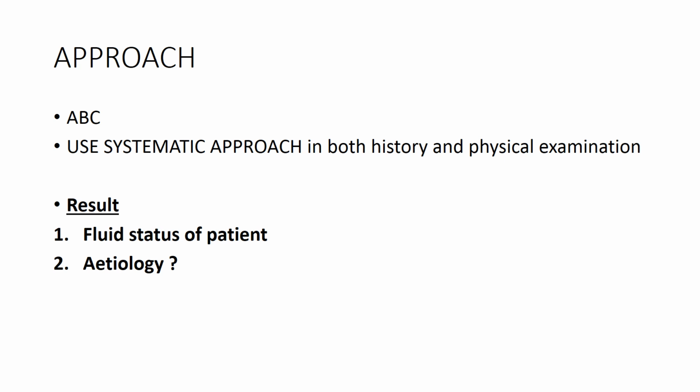And then we'll use a systematic approach in both our history and physical examination. That means we want to find out how long the problem has been there. We want to find out the things that are associated with the primary presenting complaints. Are they passing urine? Was there blood in urine? Any pain when passing urine? What's the urine stream like? Do they have any masses in the abdomen? Is there a family history of kidney disease?